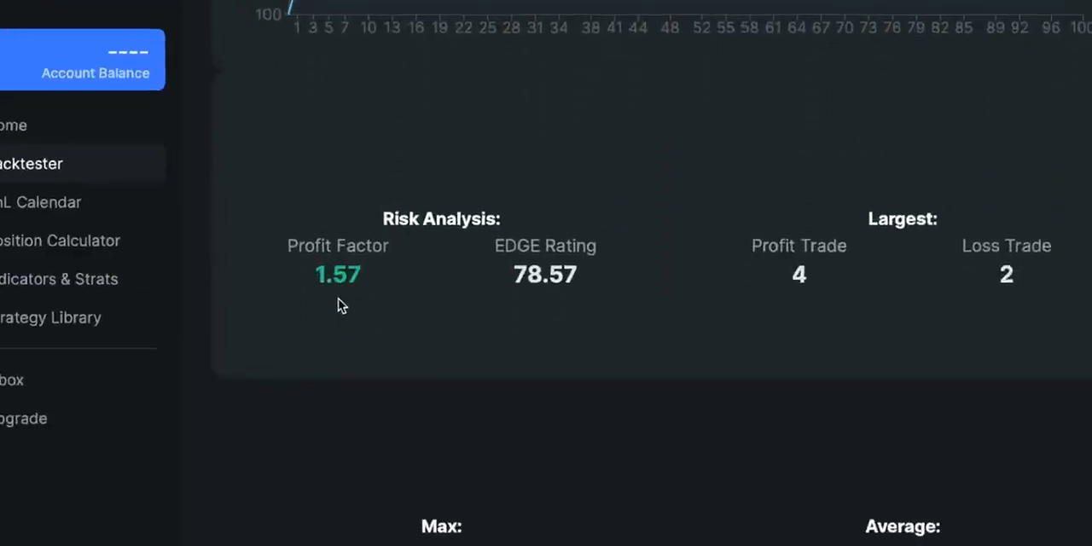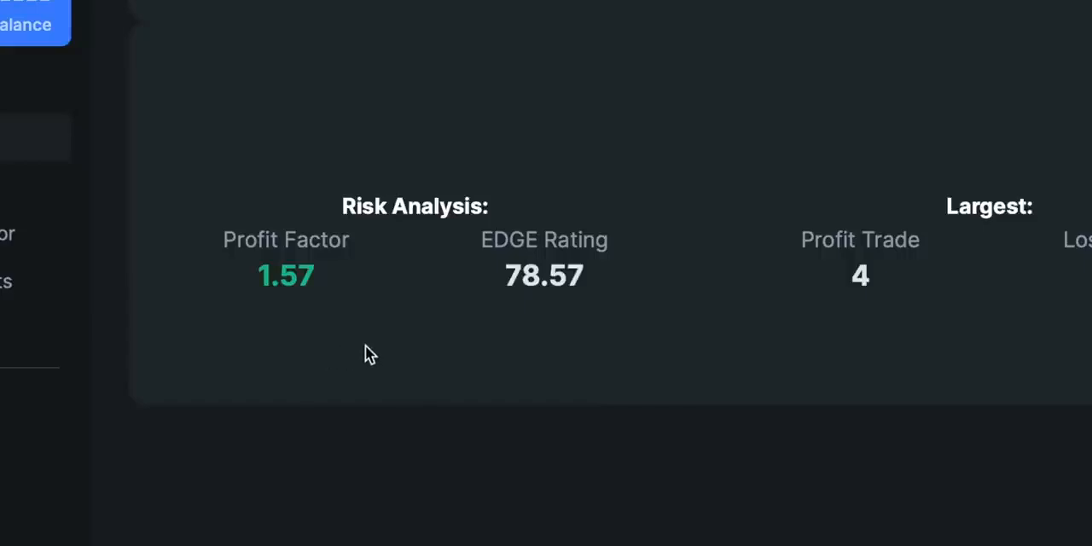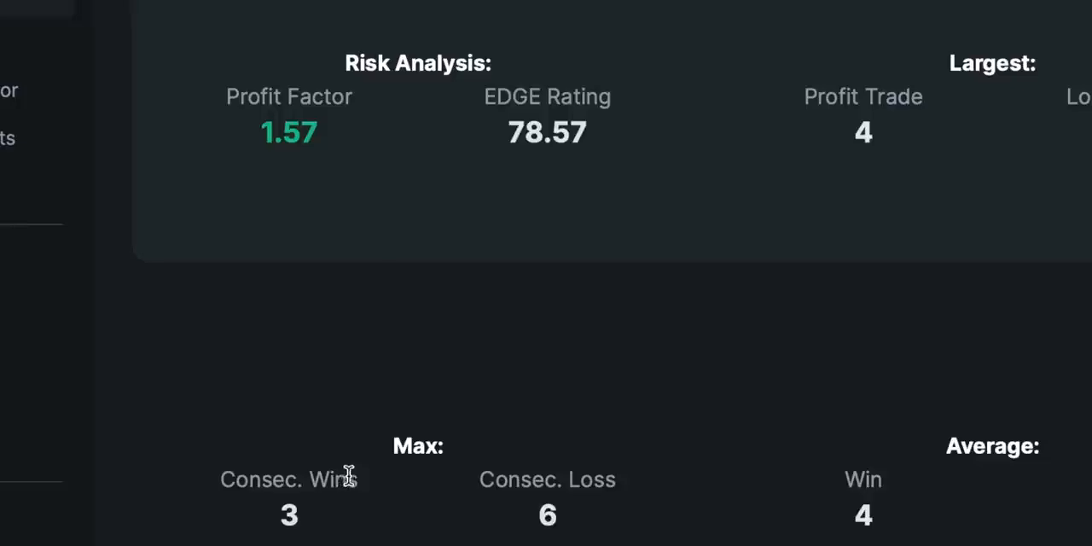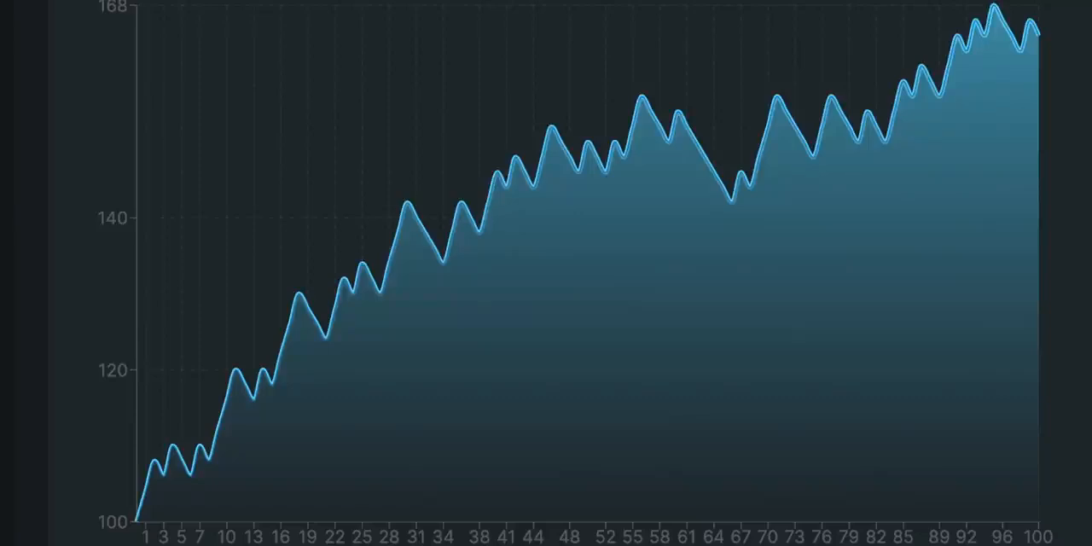So we see our profit factor is 1.57, which is pretty average, and we had 3 consecutive wins against 6 consecutive losses. So you can expect this system to be giving you a lot of good signals when the market is trending. But once we have the market moving sideways, you could expect quite a few losses.